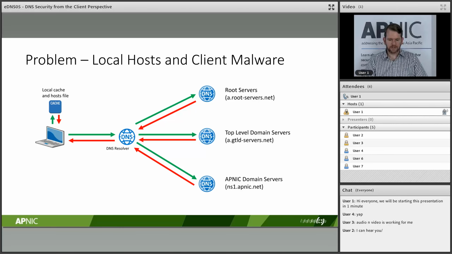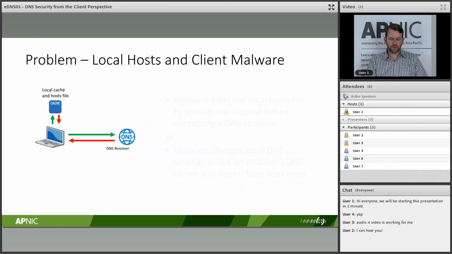So what we're looking at here is local hosts and client malware. So these are problems that exist on the client computers, on the individual machines that are doing the DNS access. And what we're looking at is malicious software, viruses, trojans, rootkits. They can go onto the local computer and edit the local host file. Now remember, I said that the very first thing for a DNS request is the computer checks the local cache and the local host file.